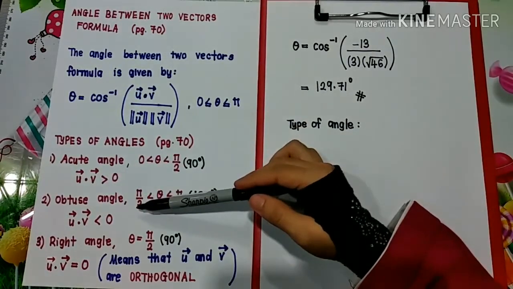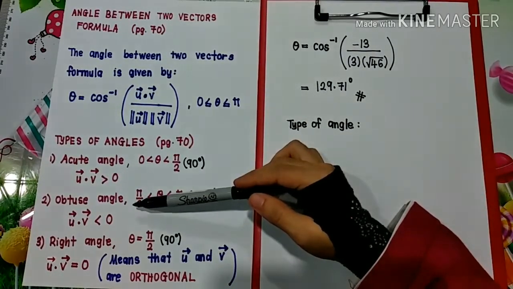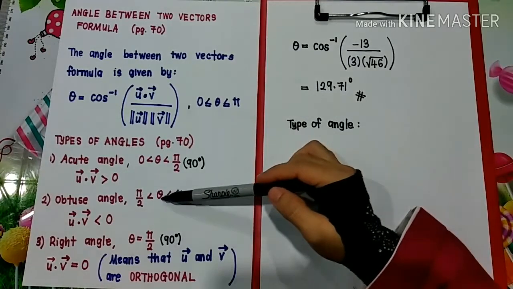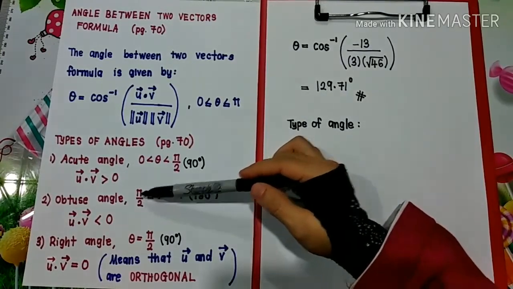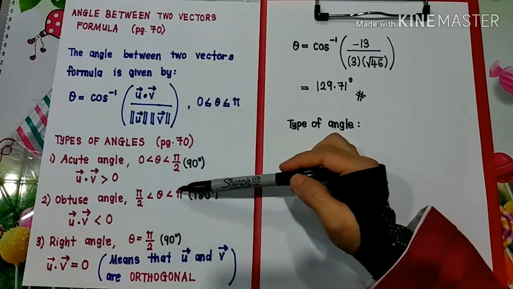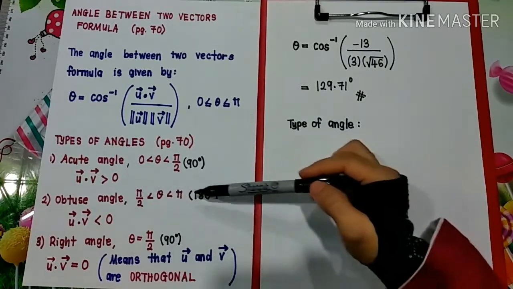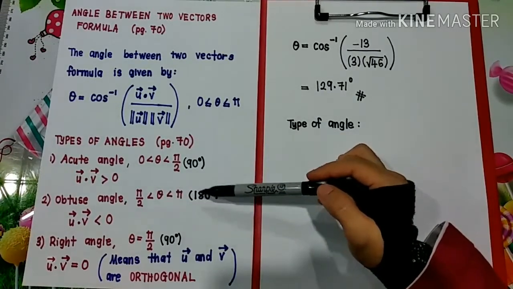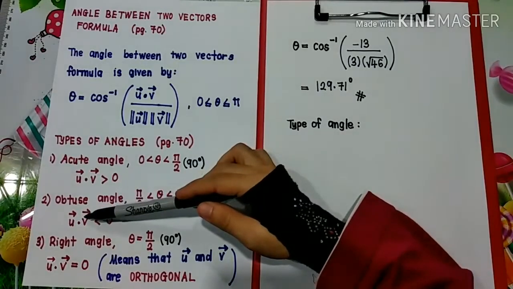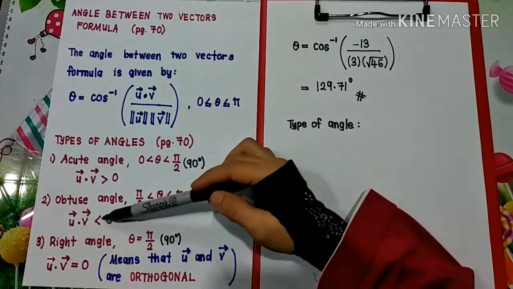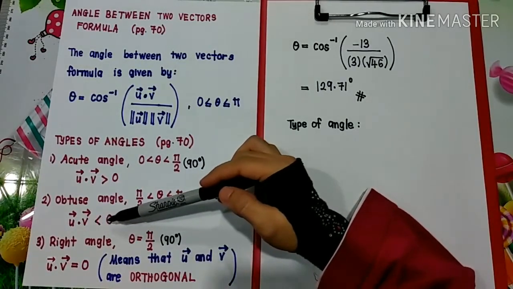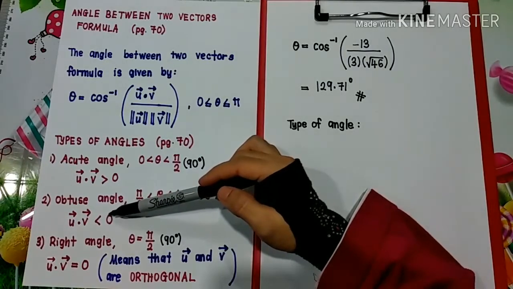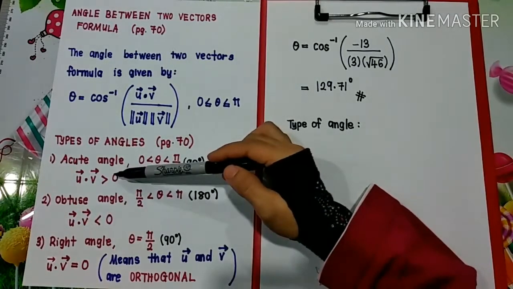The second, obtuse angle. Obtuse angle, the theta here is between pi over 2 to pi. So that means between 90 to 180 degrees. Or if you dot product U dot V, you get less than 0, or negative. This one positive.